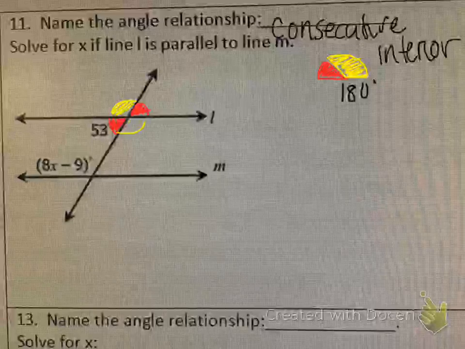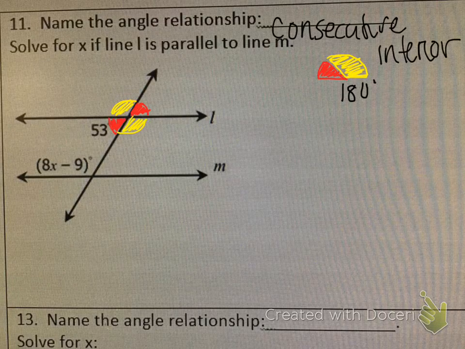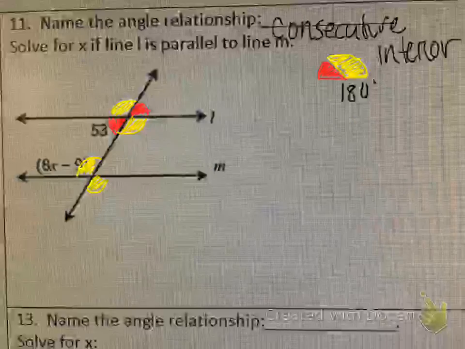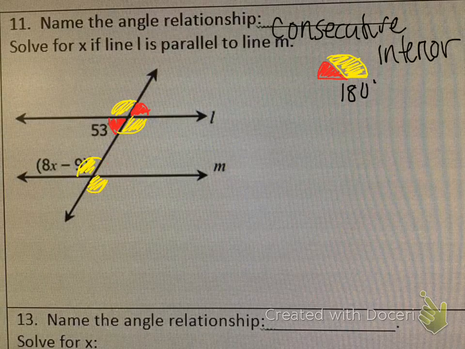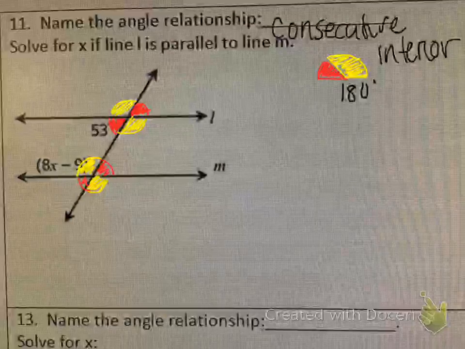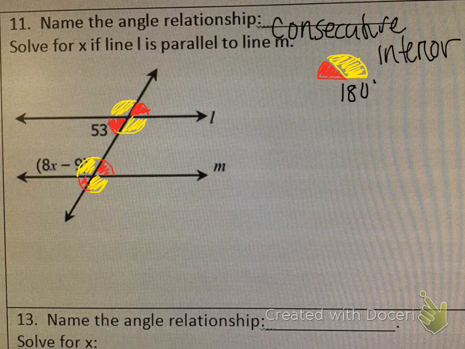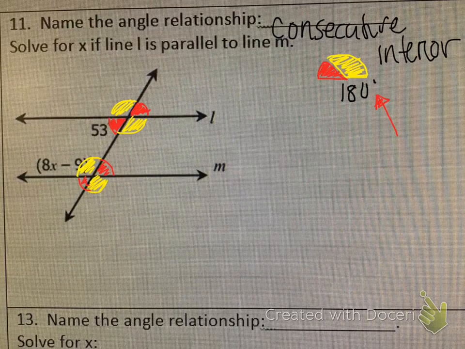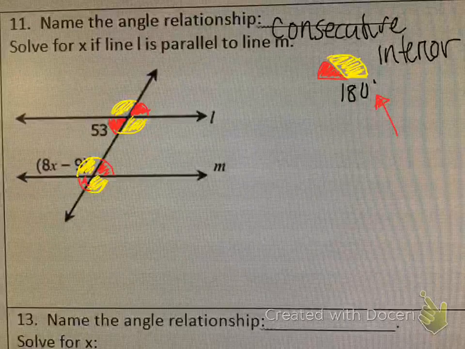Once I color in this group of 4, I color in the exact same pattern in the next group of 4, so this would be my position of my yellows, and then my reds would be here. So if I look at the picture now, I notice that 53 was red and the 8x minus 9 was yellow. Since I have a red and a yellow combined, I know the equation I can create in order to solve for x. I know that a red and a yellow sum to 180.